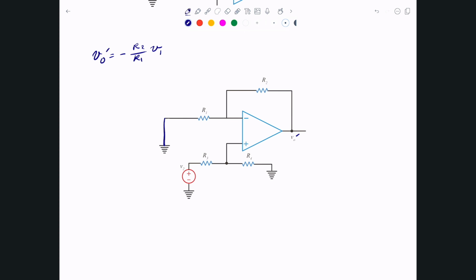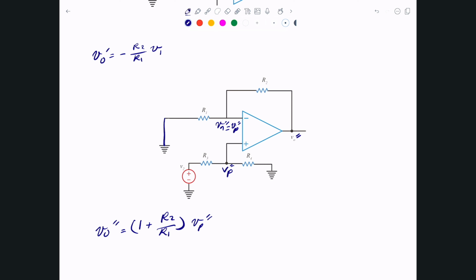So what we're interested in now is V0 prime prime. That's what we're interested in. And V0 prime prime is just 1 plus R2 divided by R1 times this Vp, and let me just call it Vp prime prime. That's what it does amplify, because Vn prime prime is simply the same as Vp prime prime. That's what it does.